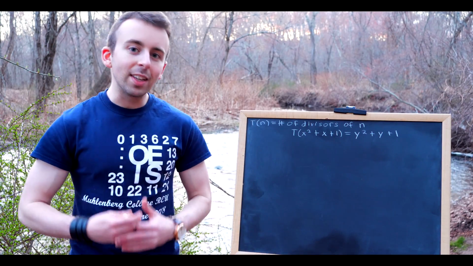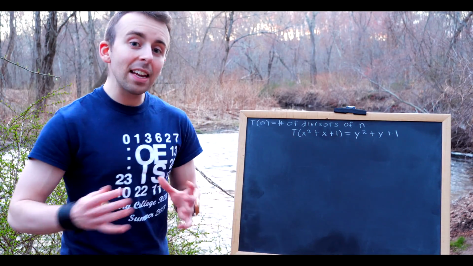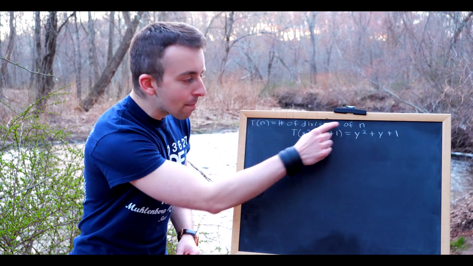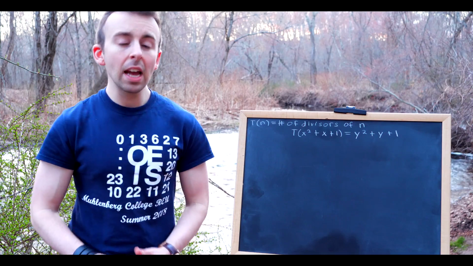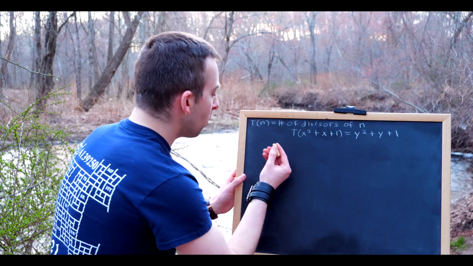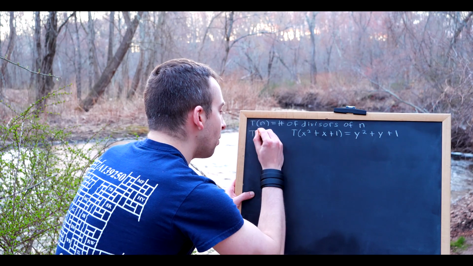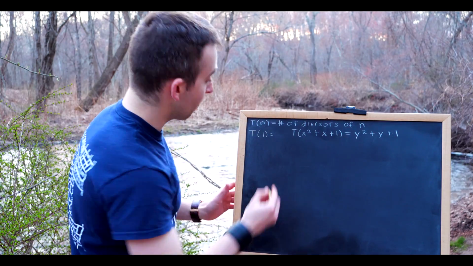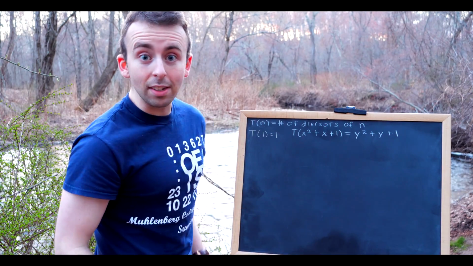We've got this function t, which takes as inputs positive integers. t of n is the number of divisors of n. When we talk about divisors, we're talking about positive integers. So for a couple quick examples of this function, t of 1 is the number of divisors of 1. There's just 1, so t of 1 is equal to 1.